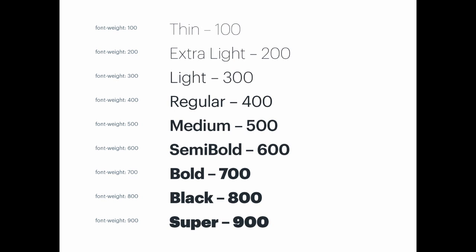So here we go. A set from thin, extra light, light, regular, medium, semi-bold, bold, black, and super. So you can see going from 100 all the way up to 900 in terms of how thick they get. The best fonts that are out here will have lots of versions. So Helvetica New, for example, is a great font because it has so many different versions of it. And depending on what you're trying to design, one of these versions can work really, really nicely.